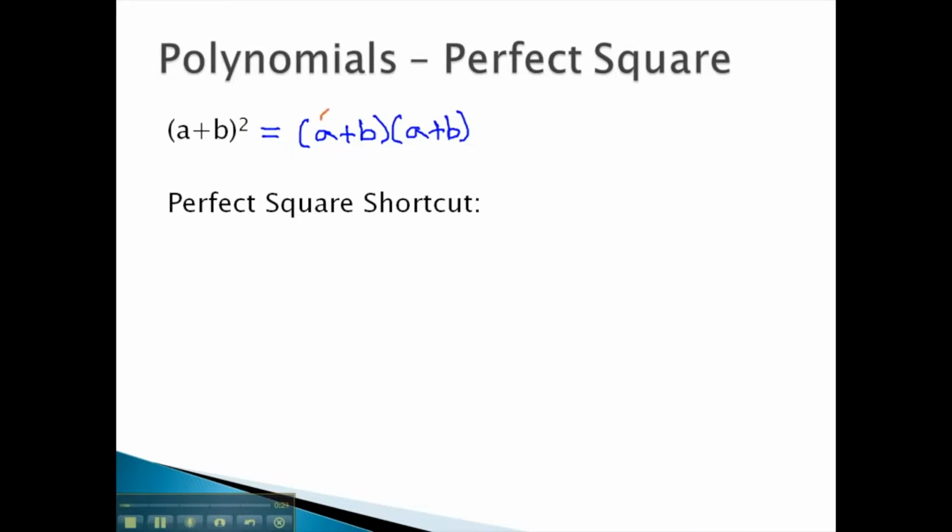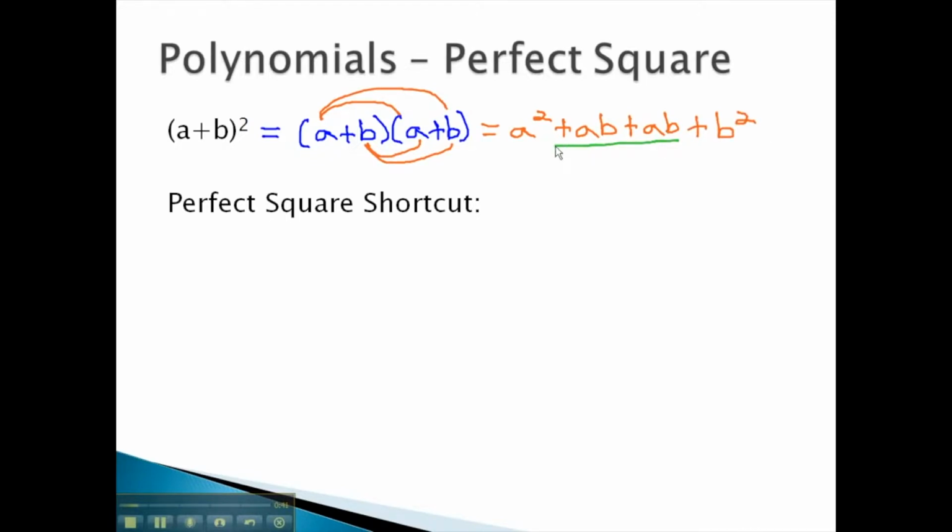If we multiply this out with FOIL, a times a is a squared. A times b is ab. B times a is another ab. And b times b is b squared.